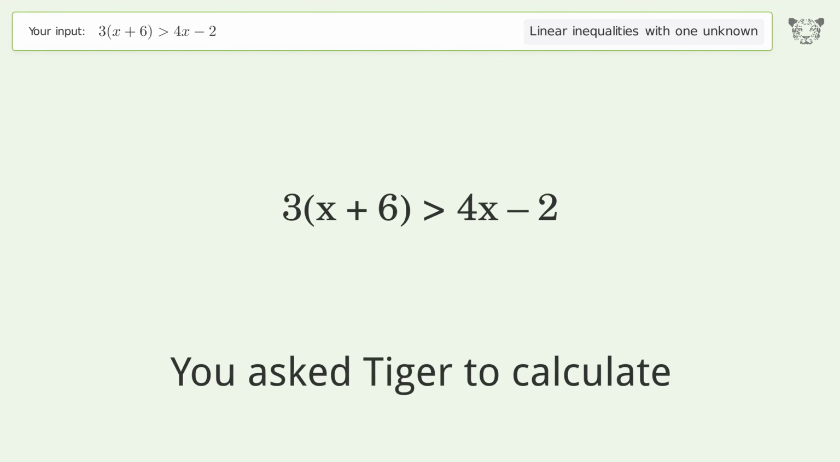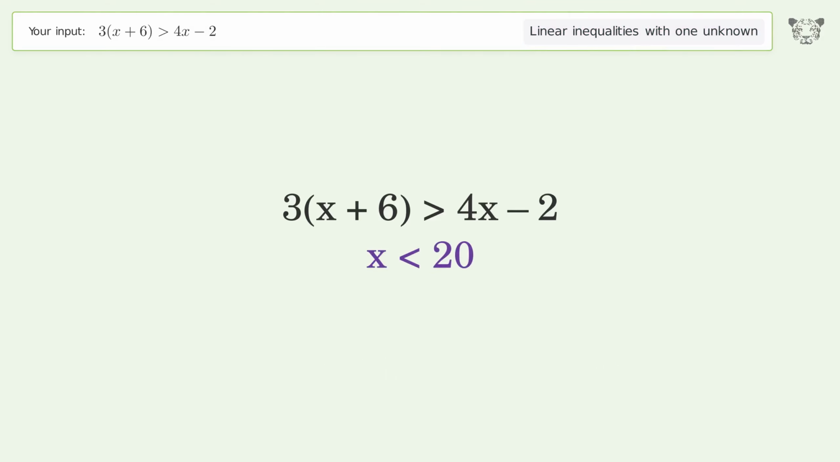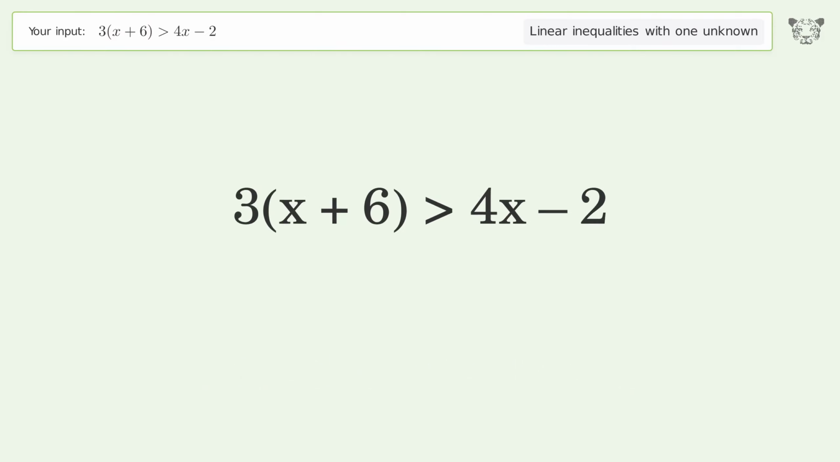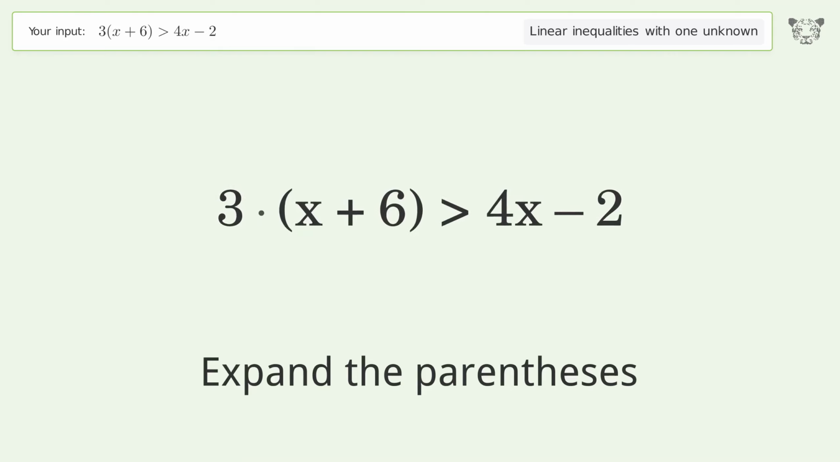You ask Tiger to calculate. This deals with linear inequalities with one unknown. The final result is x smaller than 20. Let's solve it step by step. Simplify the expression. Expand the parentheses.